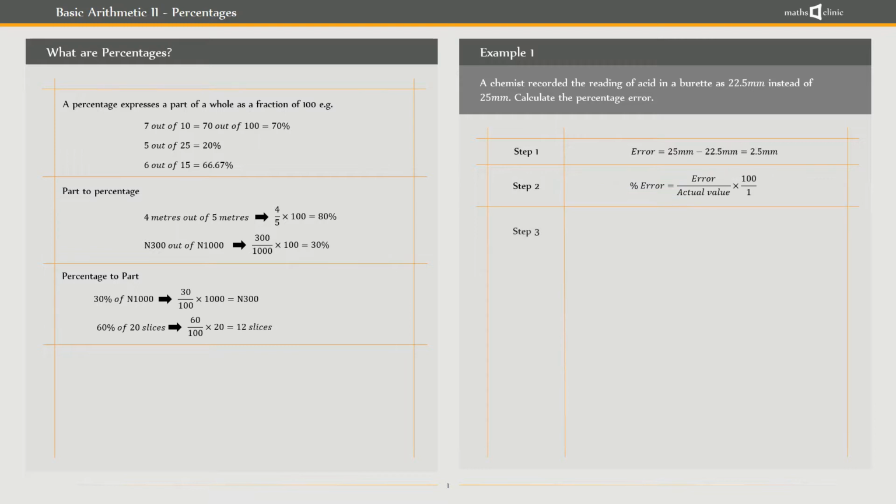Okay, and we know that our error is 2.5 millimeters. Our actual value is 25 millimeters. We can go ahead and put that into that formula, and what we have in the end is 2.5 divided by 25 multiplied by 100 equals 10%. Very simple. Okay, let's do another example.